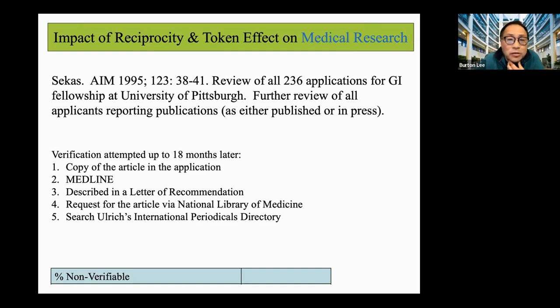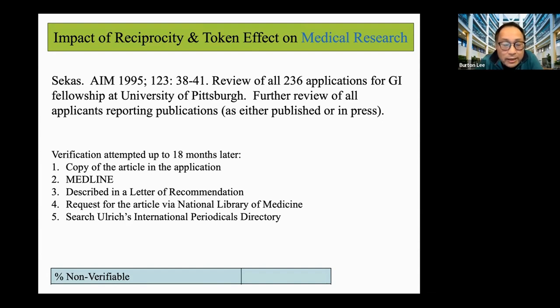So this is an old paper from 1995, but what they did was they took all the applicants that the University of Pittsburgh got for GI, which back then was 236 applications, and they looked at people who said, I have published a paper. And so what they did was they waited 18 months after the application cycle was over to give it plenty of time. Then they used one of these means to verify whether or not they're telling the truth. So if the applicant included a copy of the article, they considered that as being, yes, it looks like that person has published it.